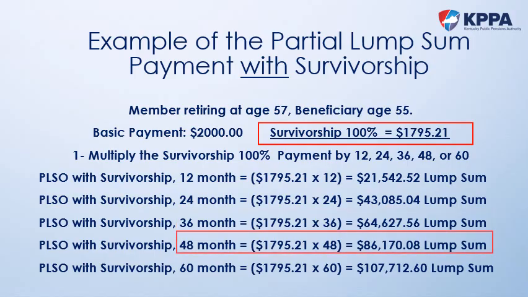$64,627.56. For the 48-month PLSO with survivorship, the member would receive a one-time lump sum payment in the amount of $86,170.08. And lastly, if they chose the 60-month PLSO with survivorship option, the member would receive a one-time lump sum payment in the amount of $107,712.60.